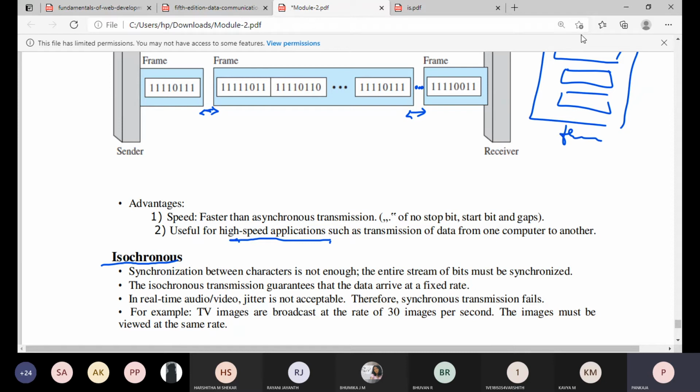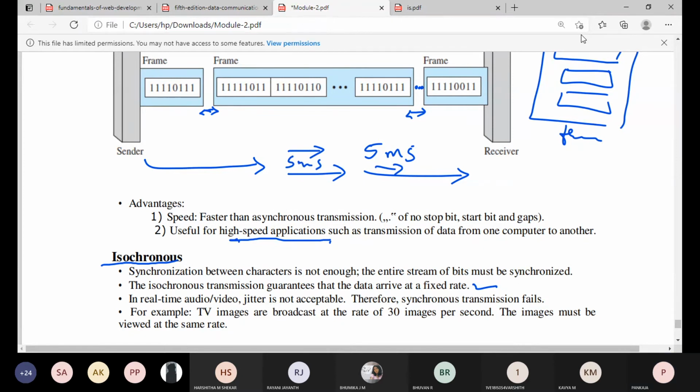So how is it done? Isochronous transmission guarantees that data arrives at a fixed rate. Fixed rate means, for example, every 5 seconds the sender is going to send some data. The 5 seconds is not the real time, I'm just taking an example, or you can go with milliseconds. Every 5 milliseconds the sender sends 1 byte of information, and after 5 milliseconds the next byte arrives. So like this, you use a fixed time interval.